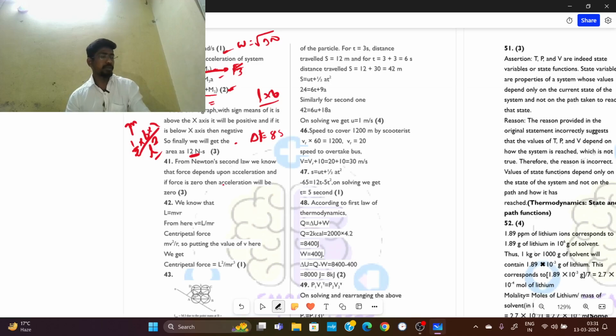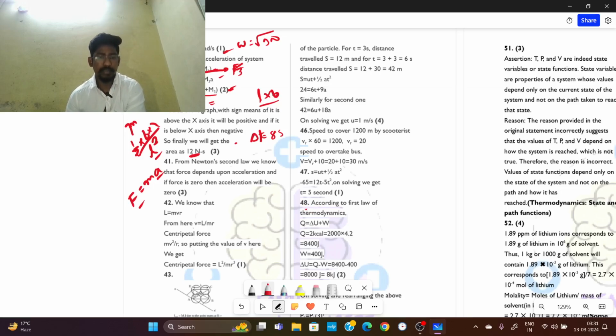Okay, moving on to the next question, that is an assertion and reason question. The assertion states that if the net external force on the body is zero, then its acceleration is also zero. Reason: acceleration doesn't depend on force. From Newton's second law of motion, F is equal to ma. Therefore, we can already say that acceleration depends on force. So the reason is incorrect.